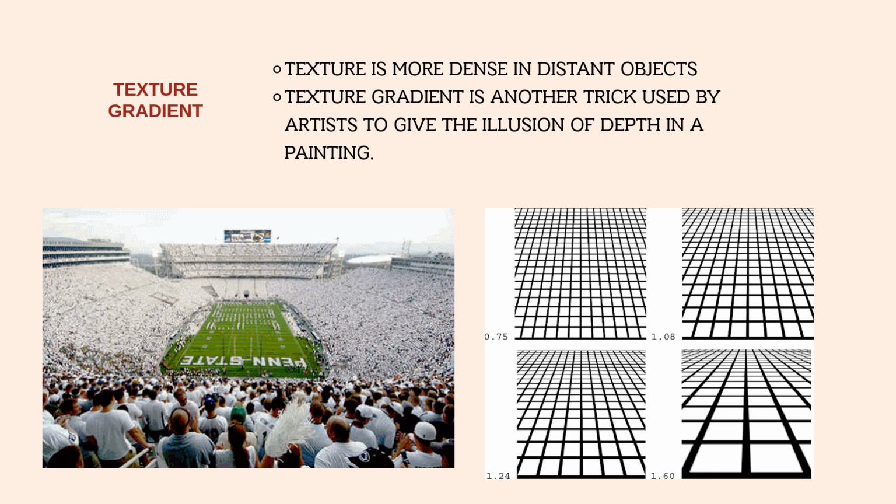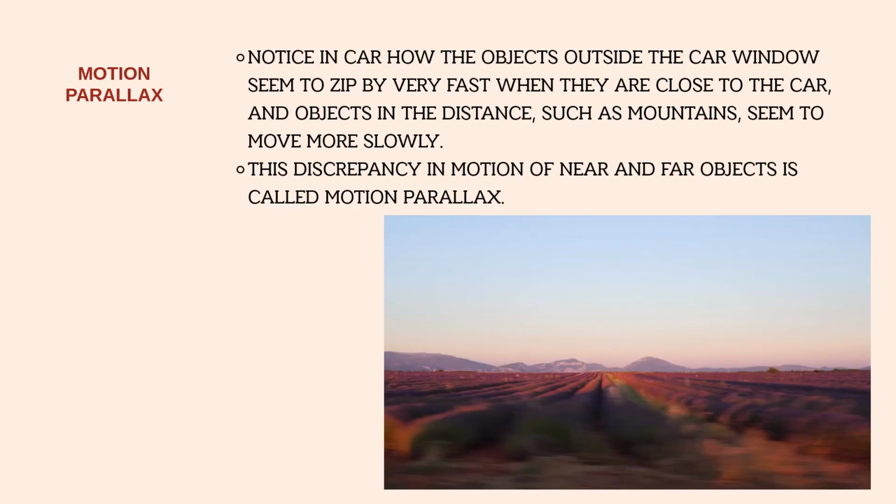Now, the next one we have is texture gradient. This means that things that are nearer to us will have a better texture than the things that are far from us. Things that are far from us will have a very dense structure or very dense texture per se. This is a trick that artists usually use to make us think that a particular object is very, very far from us.